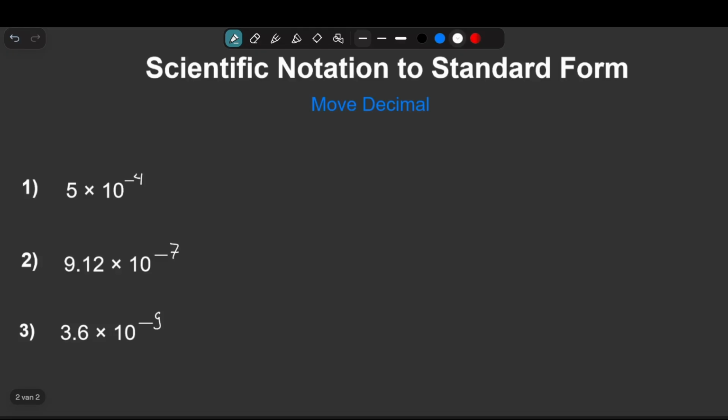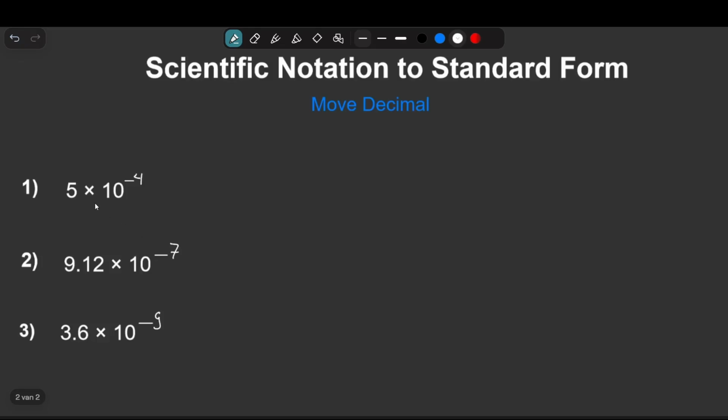So today we're converting from scientific notation to standard form. And we have three examples on your screen right here, which we're going to go through together. So step one, we're going to look at the exponent, and since it's negative, we move the decimal to the left. Step two, we're going to move the decimal the same number of places as the exponent. For example, in the first example, we have -4 for our exponent, so we are going to move the decimal to the left 4 times.